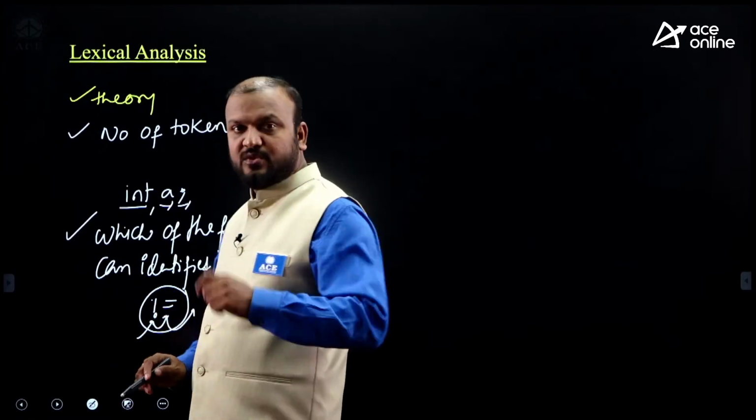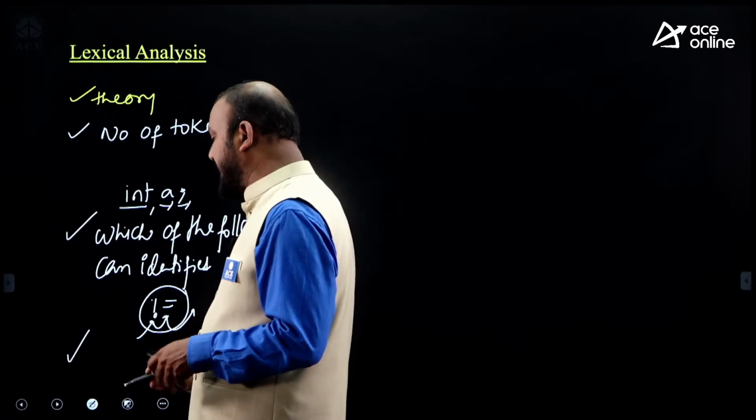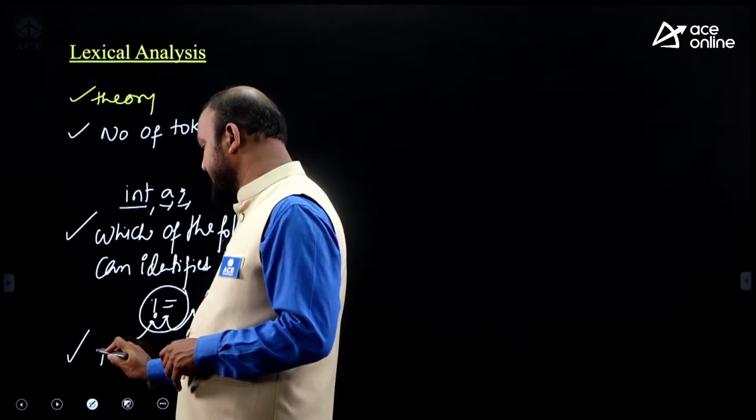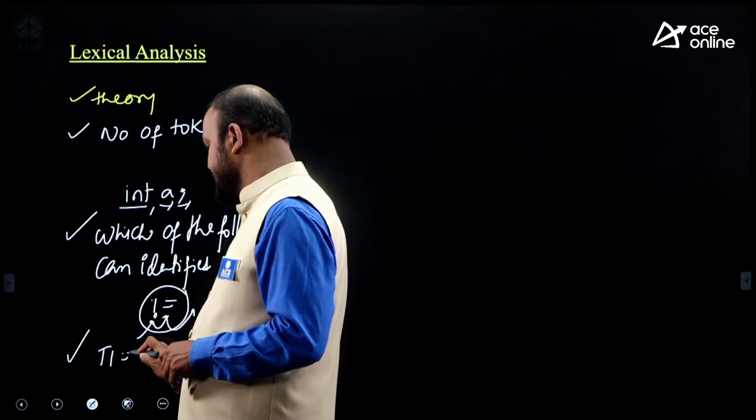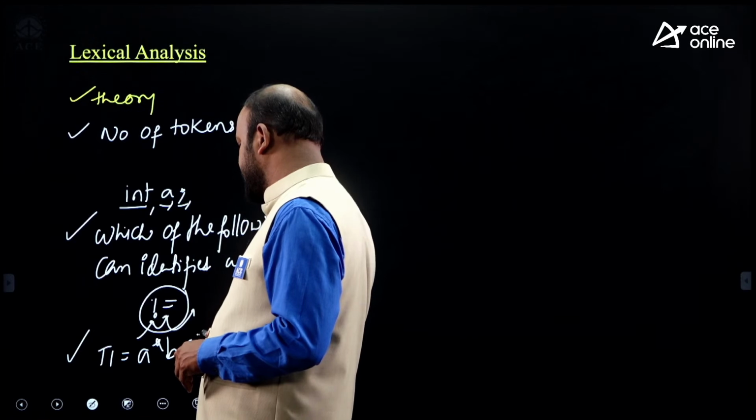And when you see the 2018 paper, they have given some patterns. Pattern means, for example, token 1 has a pattern like a star, b, c star, something like this.